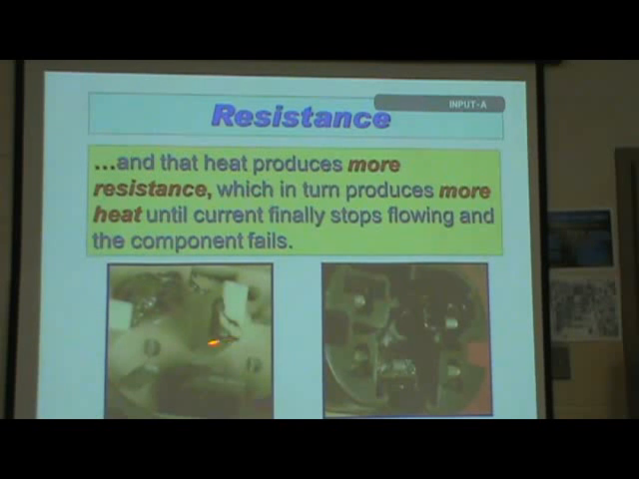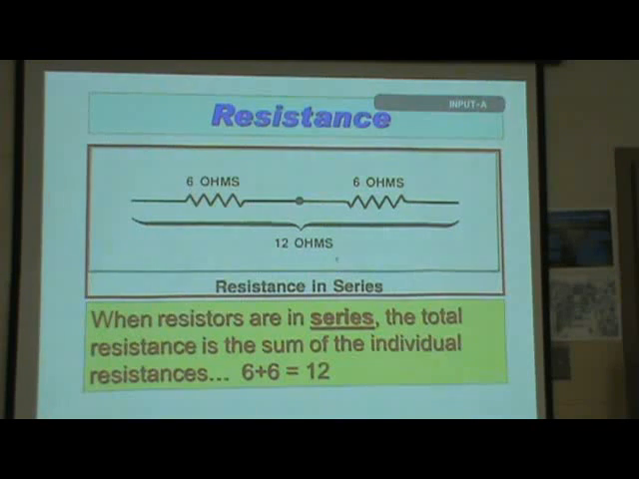That right there is a blower motor relay off of an Oldsmobile, and it came in. The blower wasn't working. When you unplug that, this is what we found. You've got to replace the relay. You've got to replace that connector pigtail. All right. When the resistors are in series, the total resistance is 6 plus 6 equals 12.